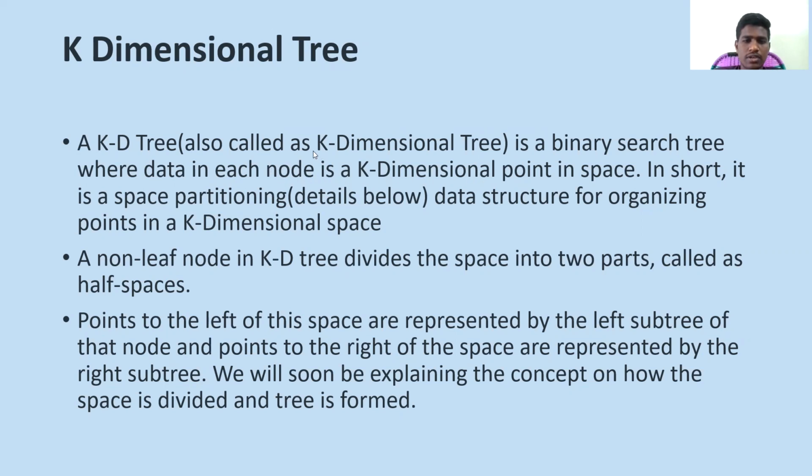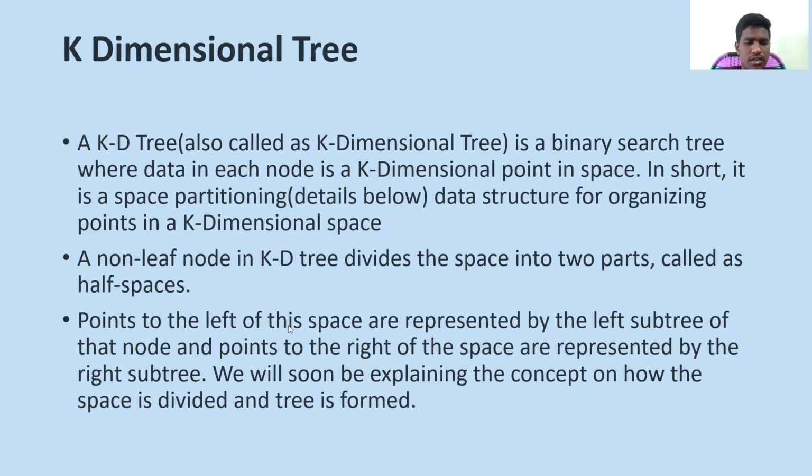Here the K indicates the number of dimensions. For example, we can take two dimensions, that is x and y. If we take three dimensions, that is x, y, z. So each node contains data in either 2 or 3 dimensions, depending upon the number of dimensions. A non-leaf node in a KD tree divides the space into two parts called half spaces.